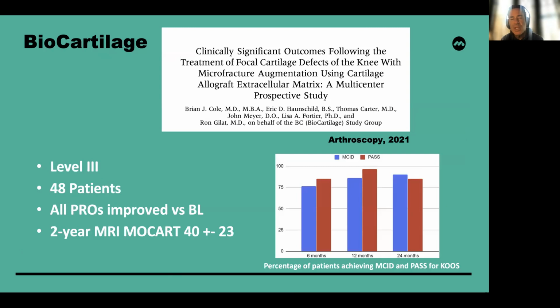We recently published a level 3 study, 48 patients looking at patient-reported outcomes, all of which improved compared to baseline, as you see here, including improvements in the MOCART score as assessed at 2 years.